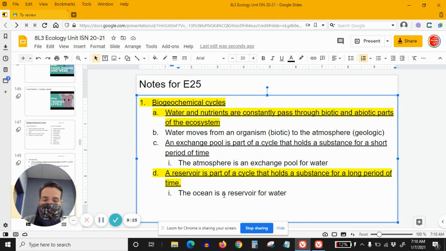Okay, so it holds water for a very long time. Even though water is constantly evaporating out of the ocean and condensing in the atmosphere and raining back down either on land or on ocean, there's water in the ocean that's probably been there for millions of years.